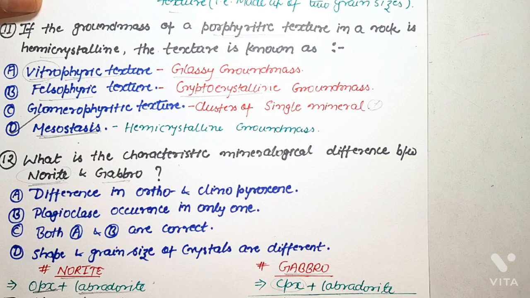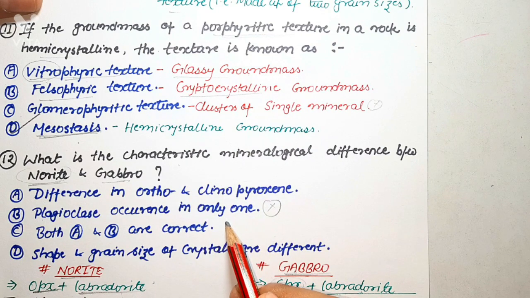So in both these rocks, labradorite is present, and labradorite is plagioclase feldspar. The second option says plagioclase occurrence in only one. So this is incorrect, because plagioclase occurs in both norite and gabbro. Now next, both A and B are correct. How is that possible? Because B is already incorrect, so this is also incorrect.